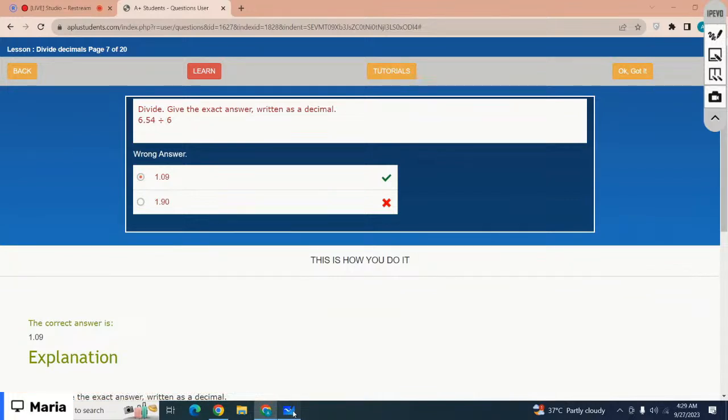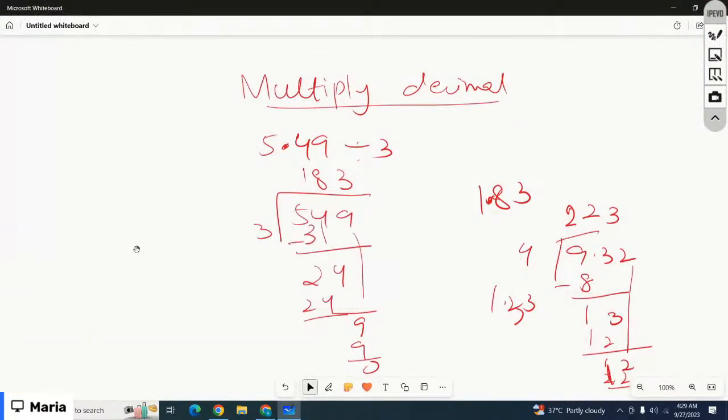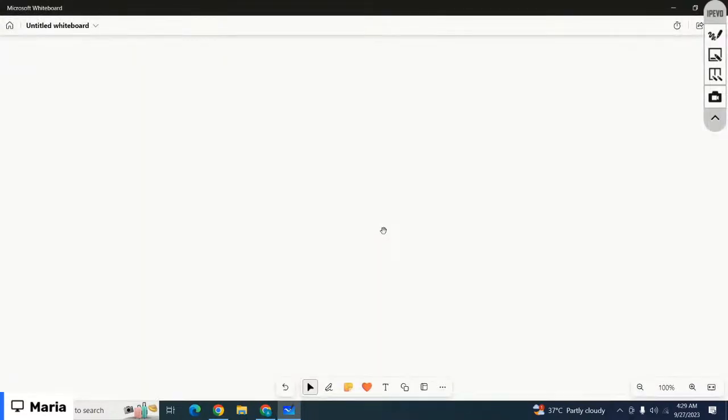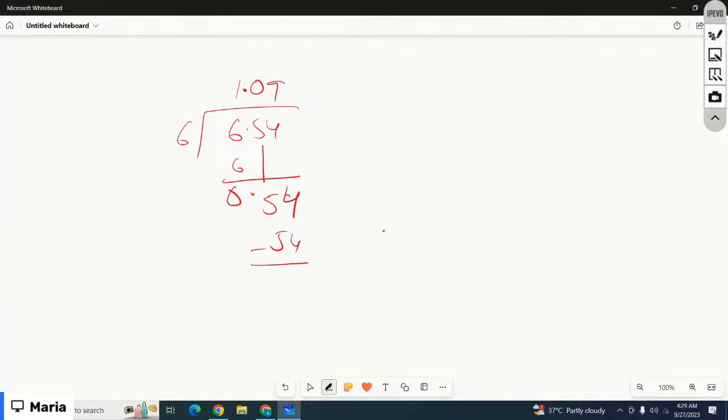Let me just divide. 6 times 1 is 6. Bring 5 down, but 5 is still less than 6, so you have to put a 0 over here and then bring 4 down. 6 times 9 is 54. Yes, you're right, that is 1.04.